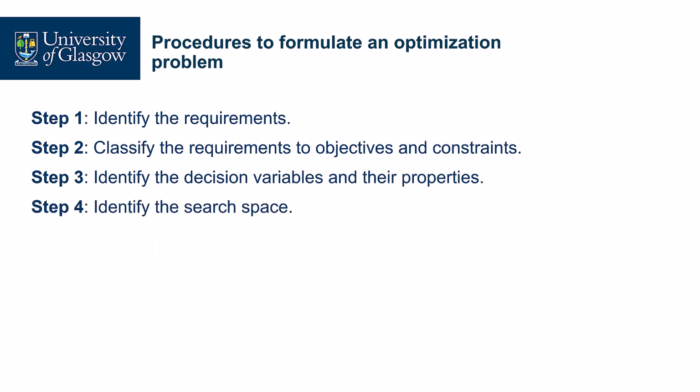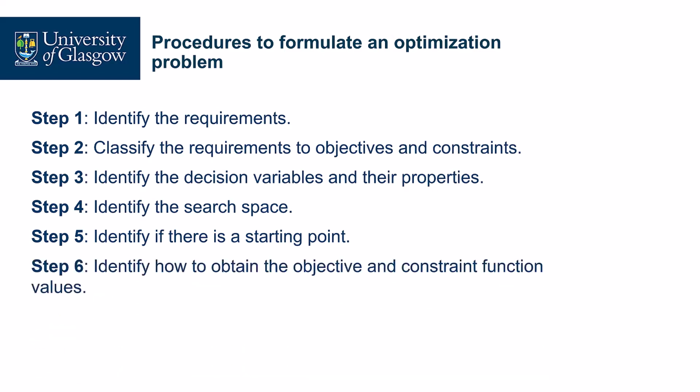Then we need to identify the search space. After that, we can ask if there is a starting point. Then we can identify how to obtain the objective function and the constraint function values. So these are the 6 general steps. After knowing these 6 steps, you should be able to define an optimization problem from an engineering problem. Here we talk about an engineering design problem, which I will show you later by a case study.